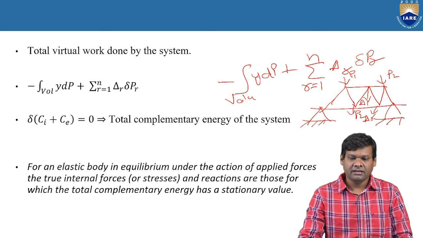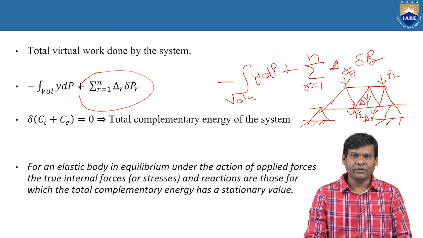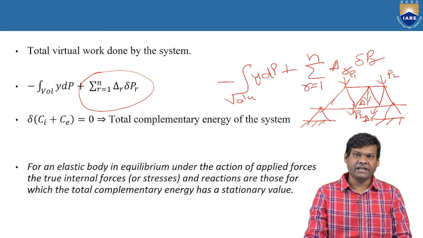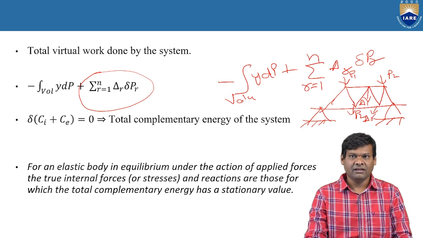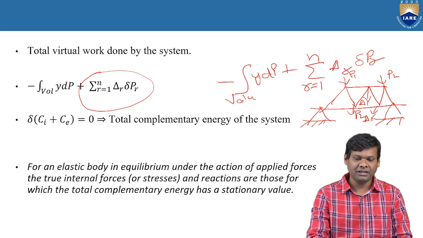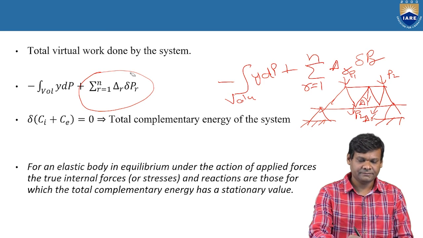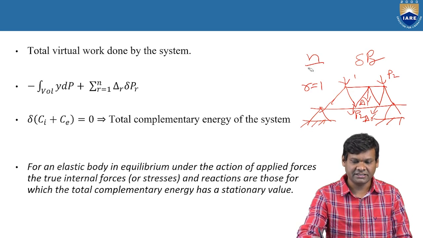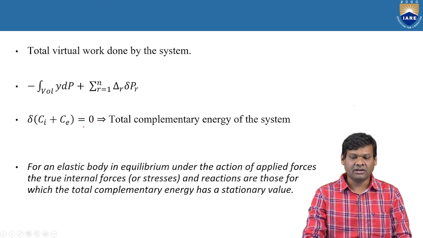And the second thing has appeared because of the applied load. When a load is applied on a system, we find that there are virtual displacements on the system, and these virtual displacements produce work, the virtual work done. We represent that virtual work done by the deflection magnitudes times the load. Finally, what we can represent here is that delta Ci plus Ce equals 0, that is, the total complementary energy of a system is equal to 0.